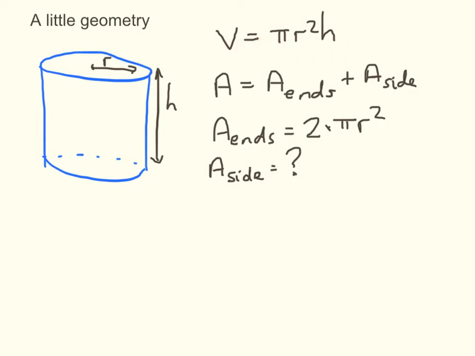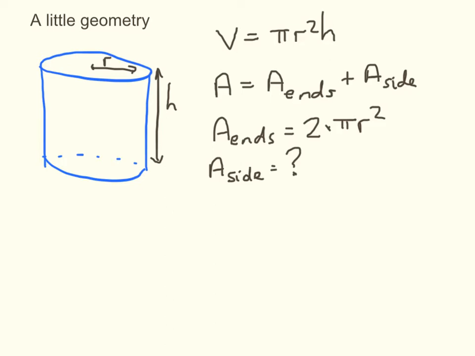The surface area of our cylinder of metal is going to be the area of the top plus the area of the bottom, which I'm calling the area of the ends, plus the area of the side. Now the top and the bottom are circles of radius r, so the area of each of them is pi r squared, so the area of both of them together is 2 pi r squared. So what about the area of the side?